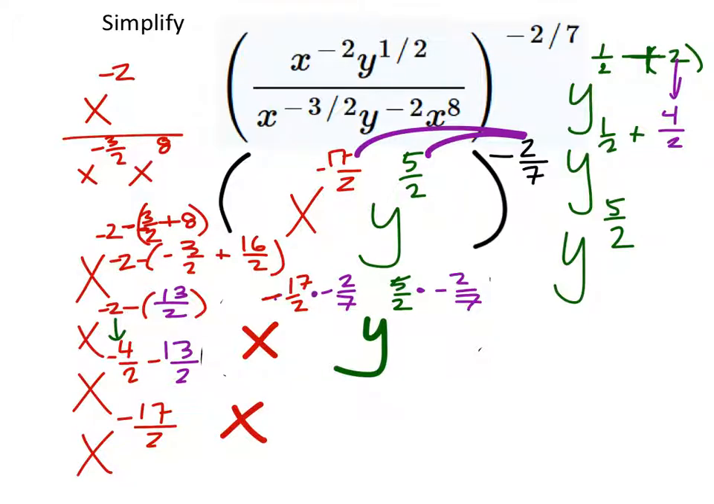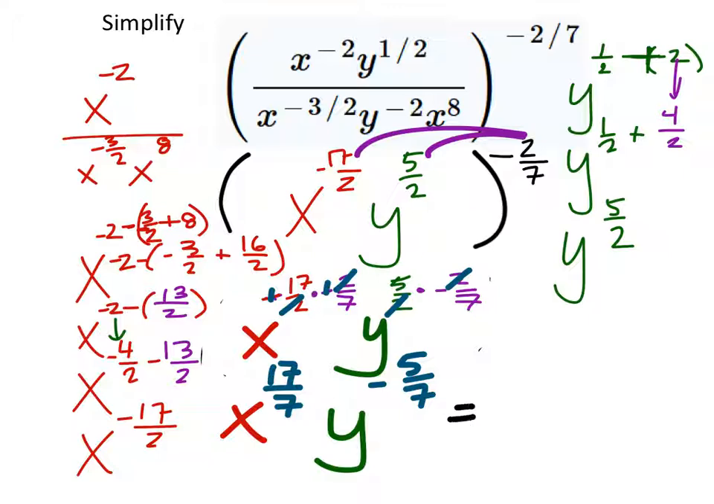I've got x to the power of, the 2's cancel out, same with the negatives. So that's 17/7. Then I've got base y. Once again, the 2's cancel out. I still got that negative, so negative 5/7. I would be okay with this.